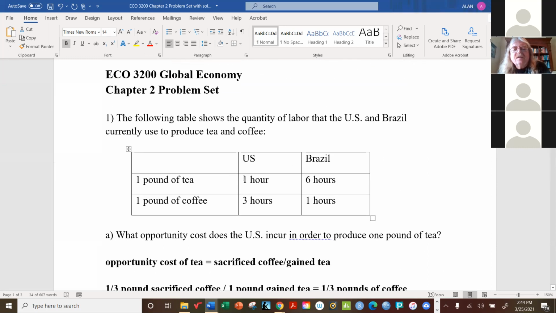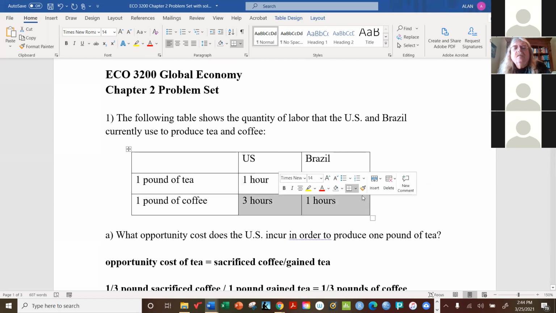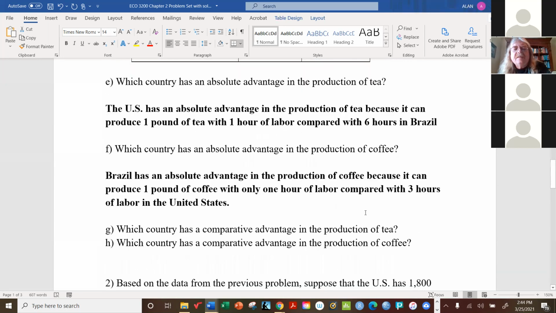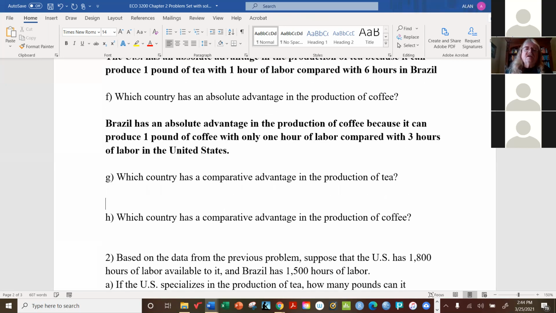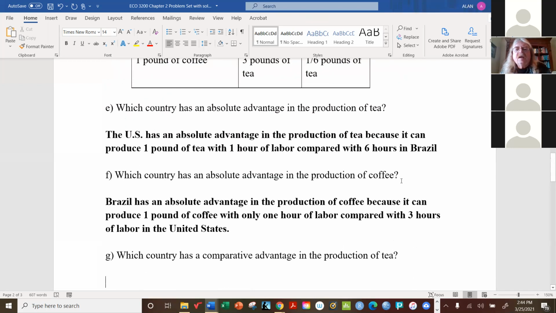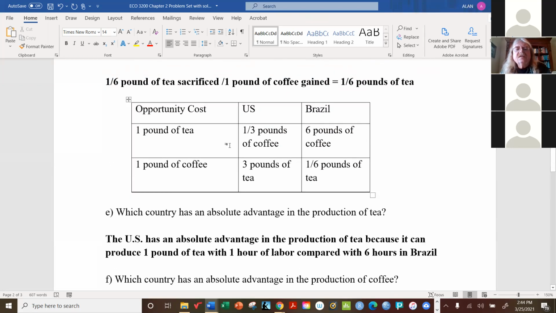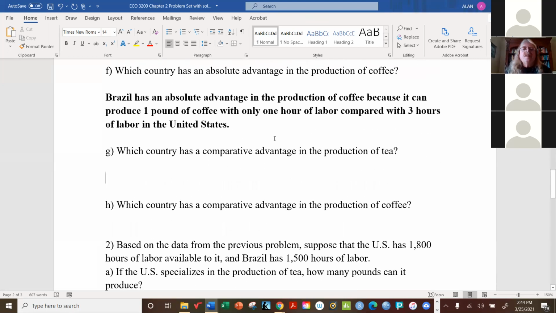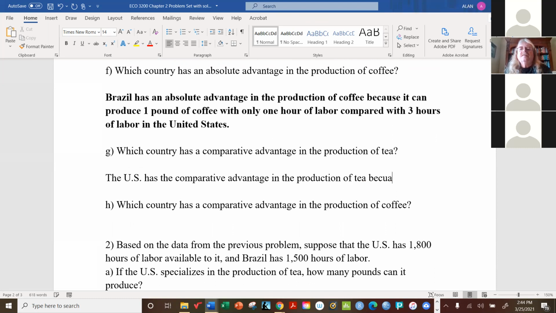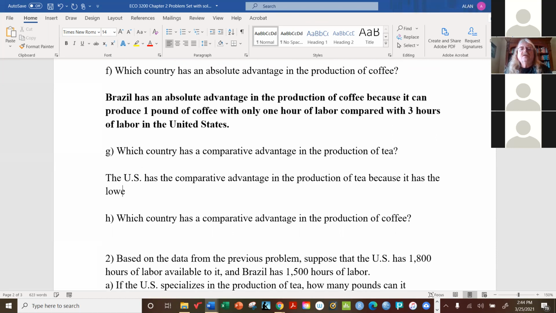Okay, so once again, let's look at this chart. You can see that the US can make tea very quickly compared to Brazil, but Brazil can make coffee much more quickly than in the United States. Okay, so those are the two absolute advantages. The comparative advantages come down to the opportunity costs. You can see here for tea, the US has a lower opportunity cost. So therefore, the US has the comparative advantage in the production of tea because it has the lower opportunity cost.